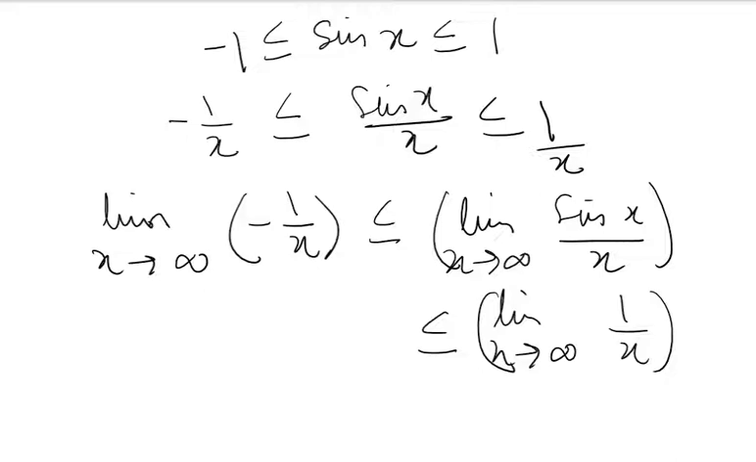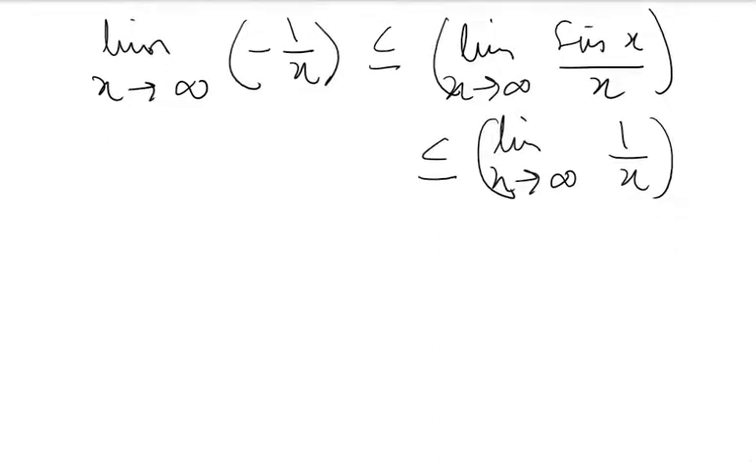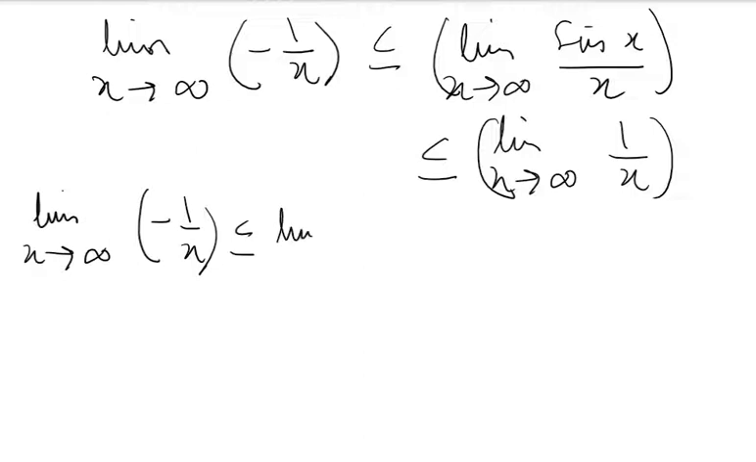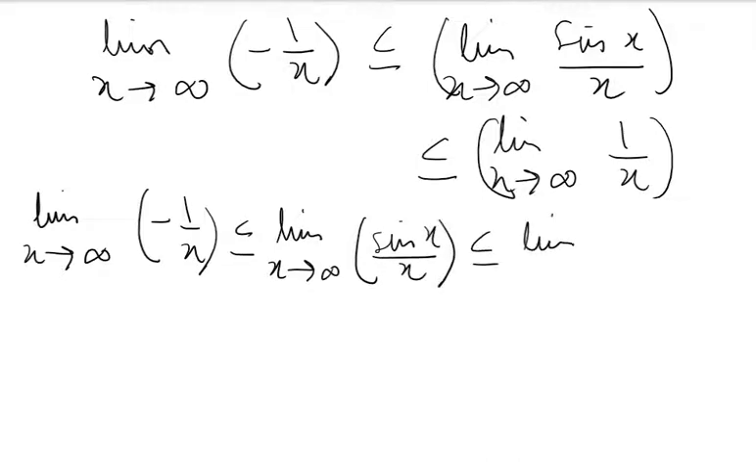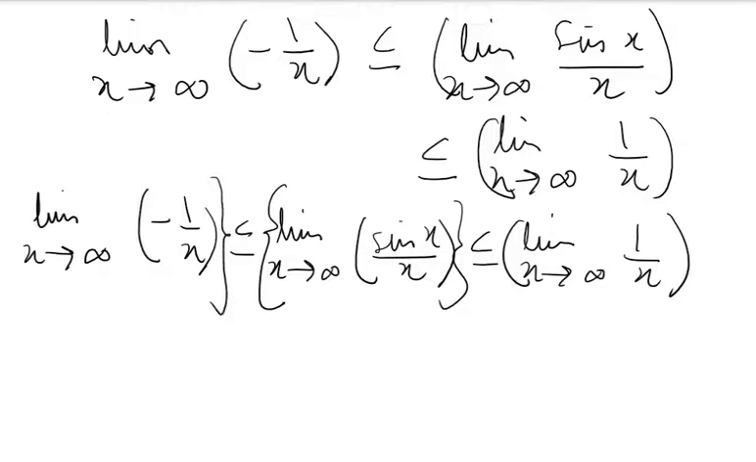Let's write this properly, as you may not be understanding what is happening over here. If I write this once again, I would write it like this: the limit as x tends to infinity of minus 1 by x is less than or equal to the limit as x tends to infinity of sine x divide by x, which is less than or equal to the limit as x tends to infinity of 1 by x. This is exactly what I was trying to write in one line. Now you know what this becomes?